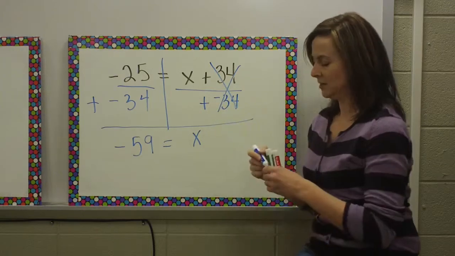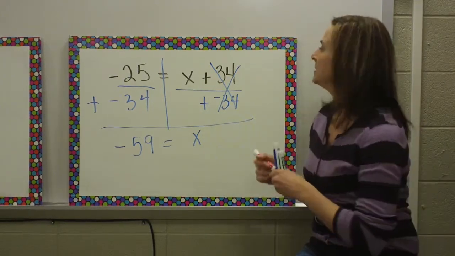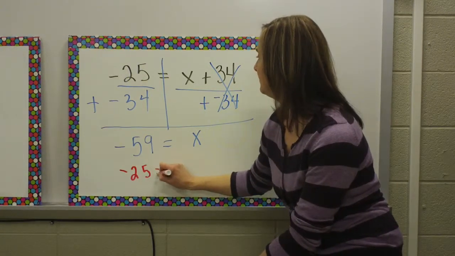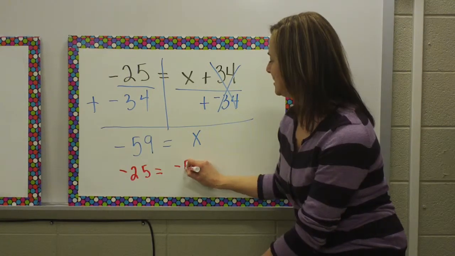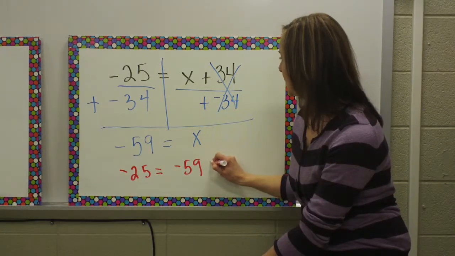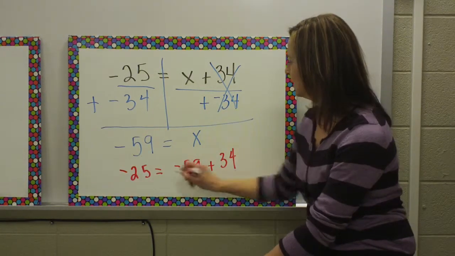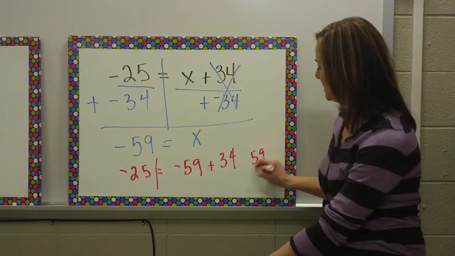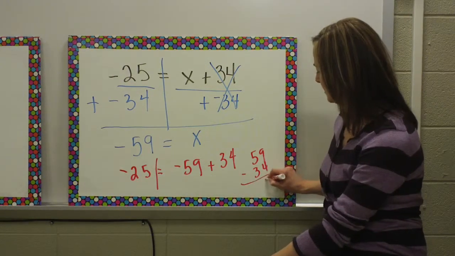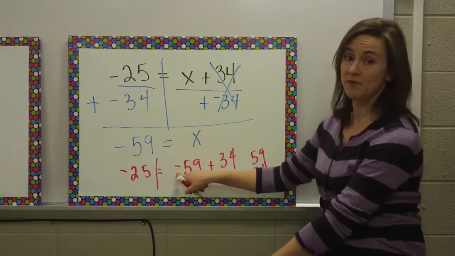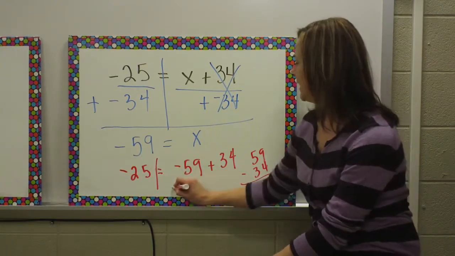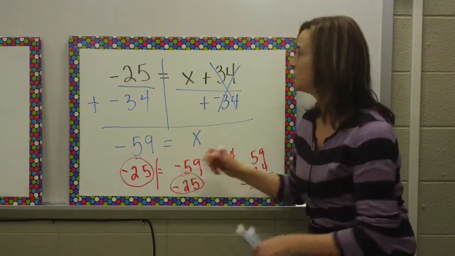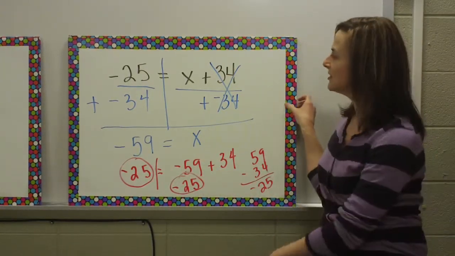So if I take a look at my original problem and plug it in, I have negative 25 equals a negative 59 plus 34. And because I have different signs over here, 59 minus 34, this is further from 0, it's negative, so I end up with a negative 25. Negative 25 equals negative 25, so I know I must have solved this correctly.